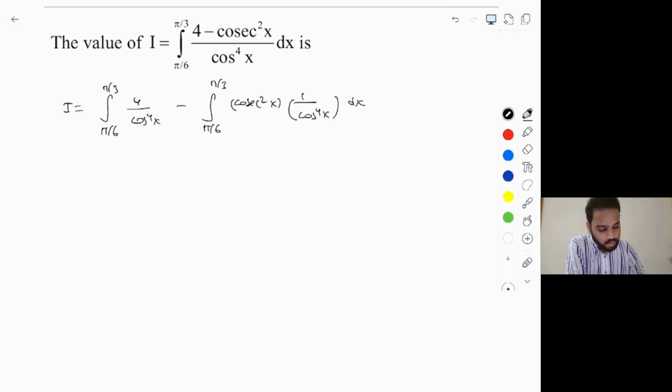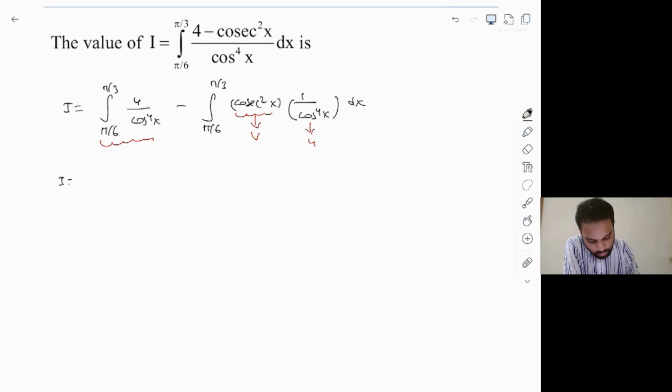So let us not change anything about the first term here, but let's try to concentrate on the second term. As you can see, I wrote it as cosecant square x multiplied by 1 by cos power 4x for obvious reason, because we know how to integrate this one, right? Cosecant square x, and that's why I'm going to take this as function v and this as function u here. Now let me solve it by parts.